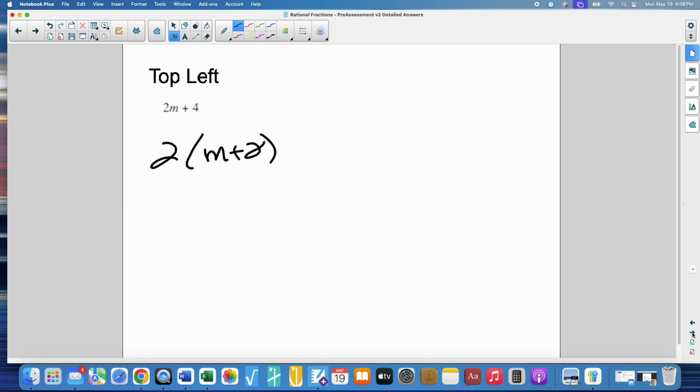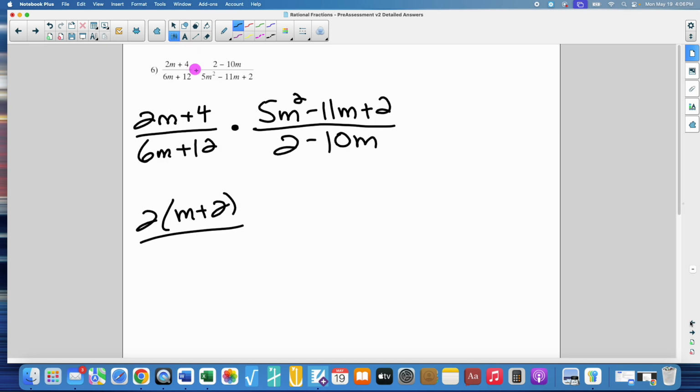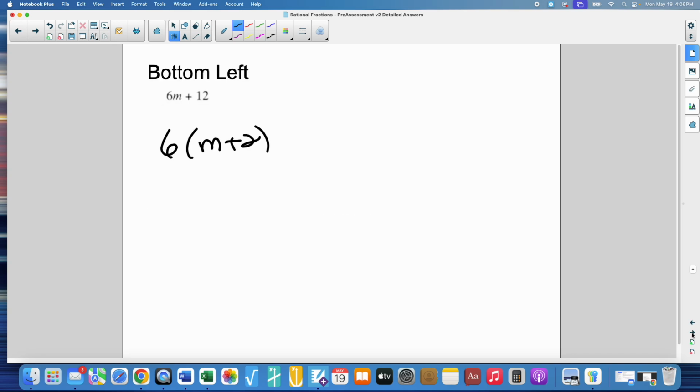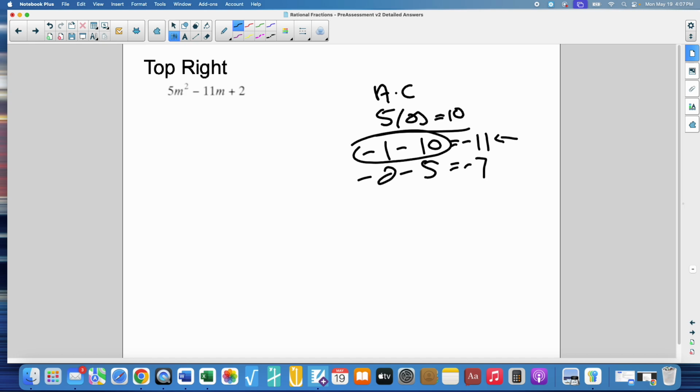We're going to look at the bottom left. Bottom left, we're at 2 terms. Let's factor out a 6. We have 6 times the quantity m plus 2. All right, top right. We're going to do a little work. Top right, standard form, common factor, no. So we're going to do a times c. We got 5 times 2 equals 10. Factors of 10 are 1 and 10, 2 and 5. Signs are the same, both are negative. This gives me negative 11, negative 7. This is my middle, negative 11.